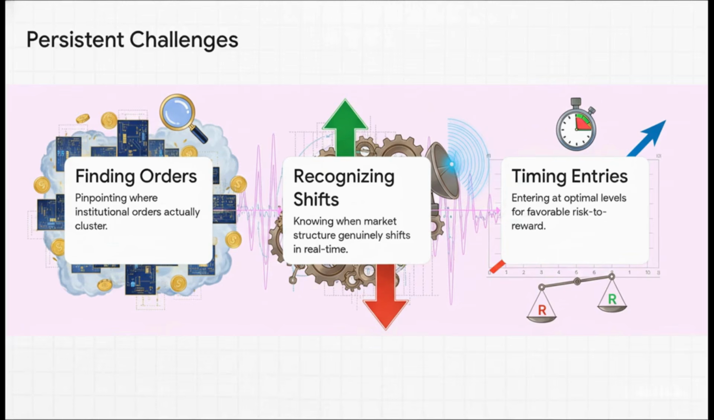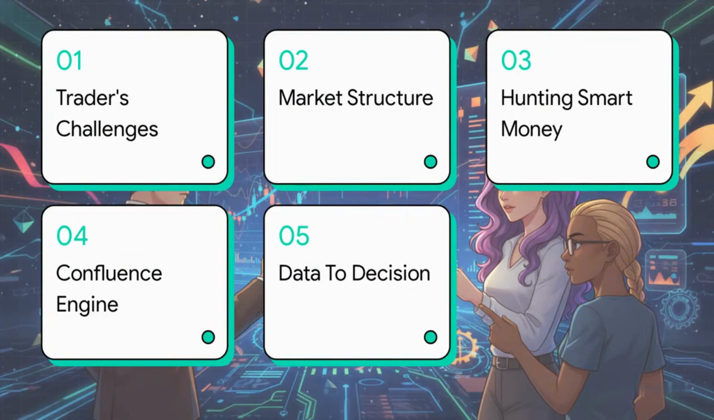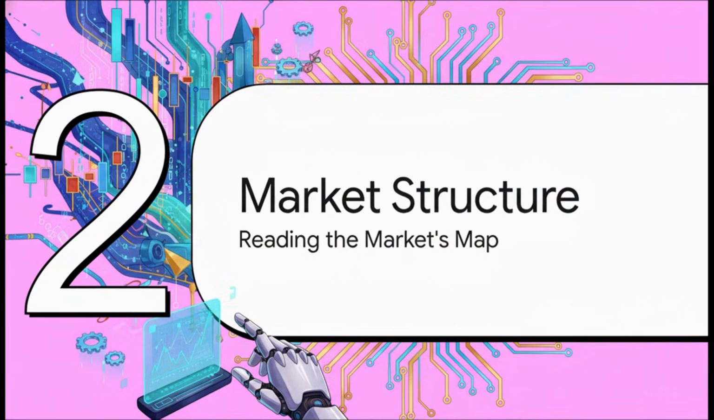So here is how we are going to break this down. We will start with how Nexus reads market structure, then we will look at how it hunts for smart money zones, then we will see how it brings everything together, and finally how it turns all that complex analysis into one clear, simple decision. The foundation of everything in Nexus is market structure.